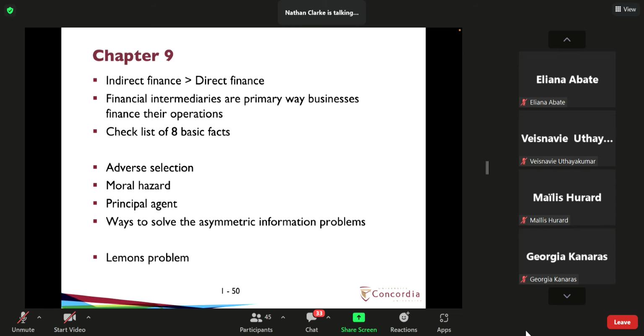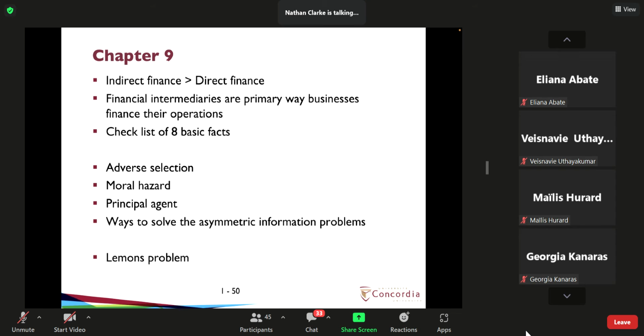right? So adverse selection happens before you give out the loan. Moral hazard happens after because the person is changing their behavior. And then principal agent is just a conflict between a manager and an investor because they have different levels of information, right? So those are the three different kinds of problems, and you also need to be familiar with how to solve them.